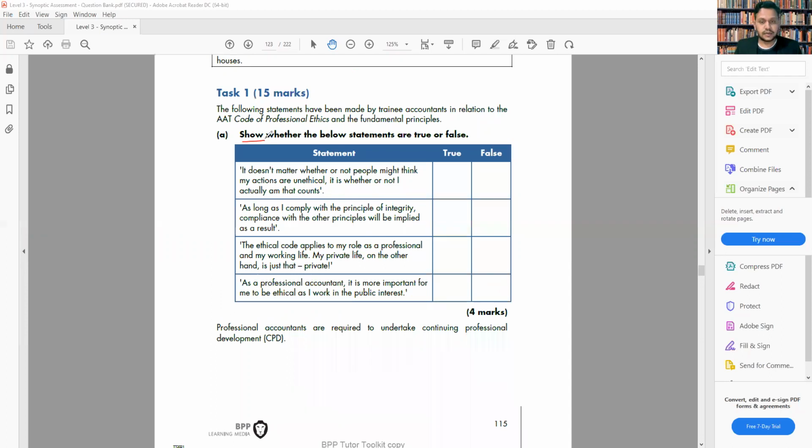So show whether the following statements are true or false. Now, if you can get this question very quickly, it will save a lot of time. If you know the answer, sometimes question number 1 students finish in less than 10 minutes.